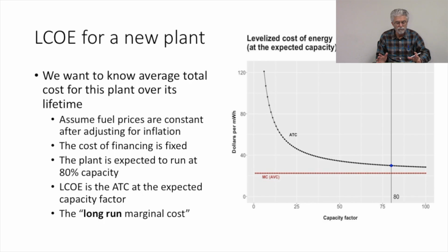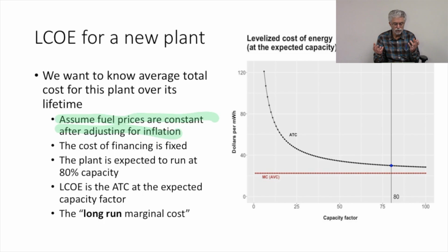So let's think about the levelized cost of energy for a new plant, just to be a little more specific about it, so we have an example we can work with. We want to know the average total cost of operating a plant over its lifetime. So how do we figure that out? Well, we have to assume something about fuel prices. So I'm going to make an assumption that we don't have any particular reason to believe that fuel prices are going to go up faster or slower than the rate of inflation.